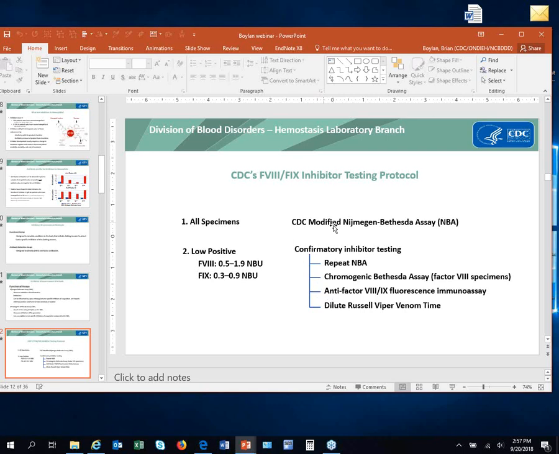Now, it's also possible that they might be talking about decreased activity or recovery of products and looking at pharmacokinetics and using that as an indication of whether or not they should do a modified Nijmegen-Bethesda. We like to look at all the specimens. In our surveillance program, we like to test everybody once a year just to get an idea of what their specimens look like in a functional assay.